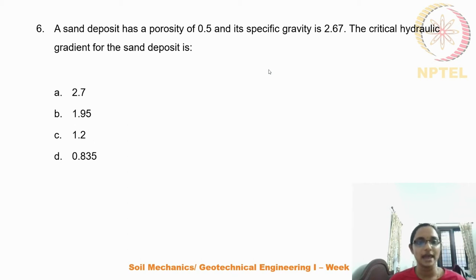Then the critical hydraulic gradient IC for the sand deposit is. We have an equation for IC connecting G and e, but we don't have void ratio e. We are given porosity n, but we know how to calculate void ratio from porosity. So, okay, I have got one answer, that is option D. Anyone else? I'll wait for a minute, then I'll show how to solve the problem.